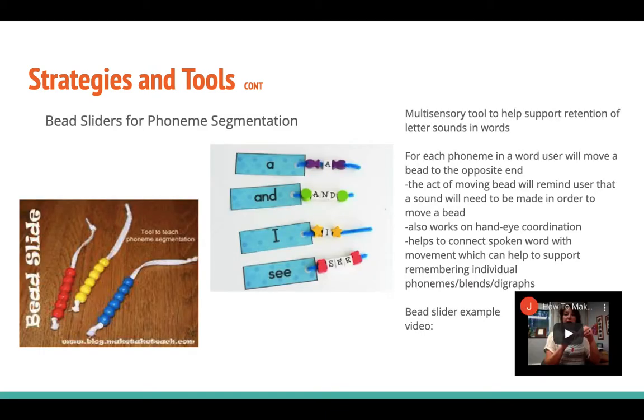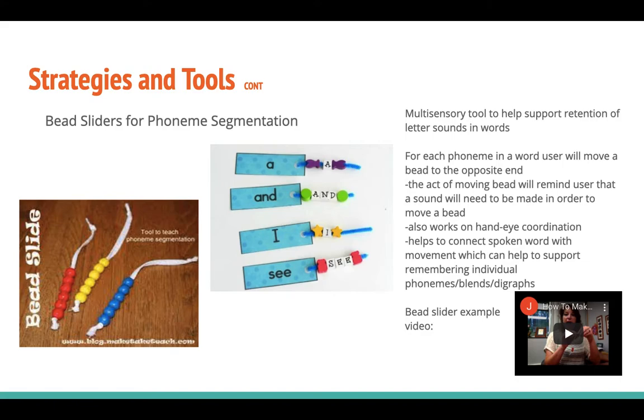Another tool is a bead slider for phoneme segmentation. Bead sliders are a great tool because they are multisensory and help to support the retention of letter sounds in words. For each phoneme in a word, the learner will move a bead to the opposite end. The act of moving the bead will remind the learner that a sound will need to be made in order to move a bead. It also helps them work on hand-eye coordination.